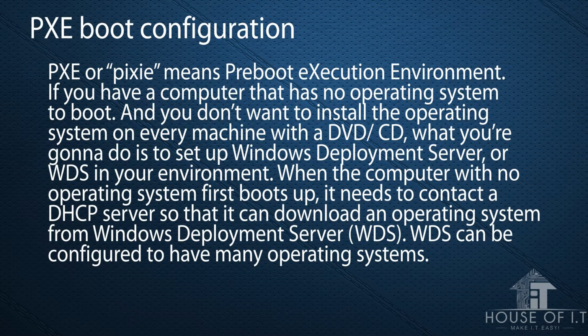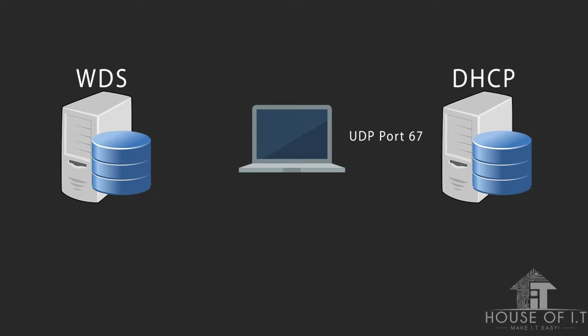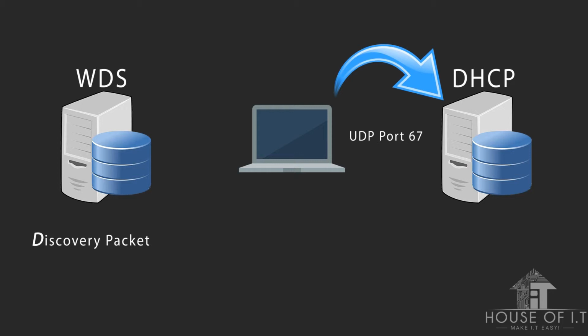When the computer with no operating system first boots up, it needs to contact a DHCP server so that it can download an operating system from the Windows Deployment Server. WDS can be configured to have many operating systems, so since the computer doesn't have any operating system here, when it boots, it will need an IP address from the DHCP server. And during the first broadcast of the client computer looking for a DHCP server, it does this through the UDP port 67, and we call this the discovery packet.